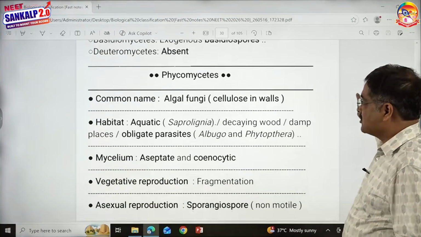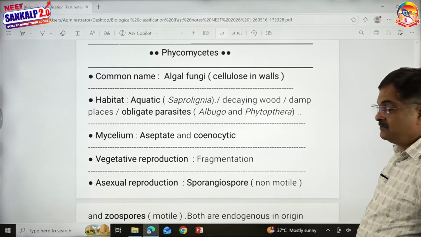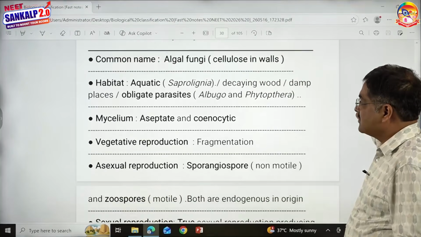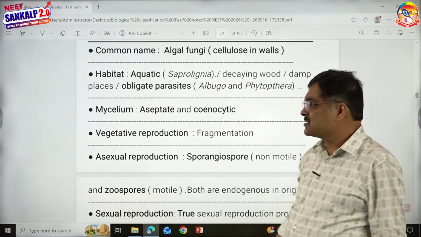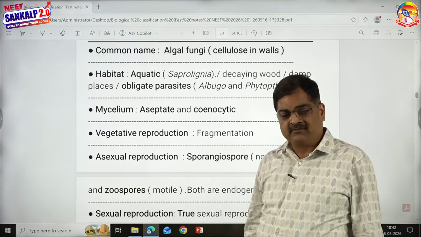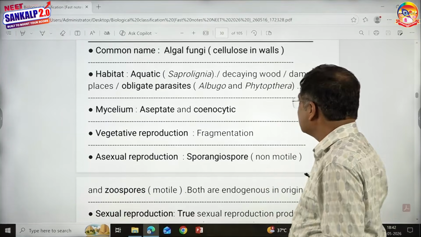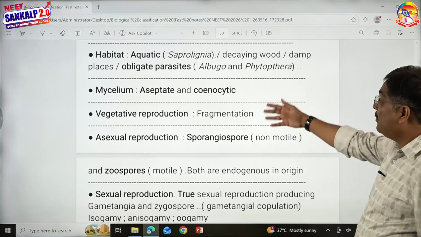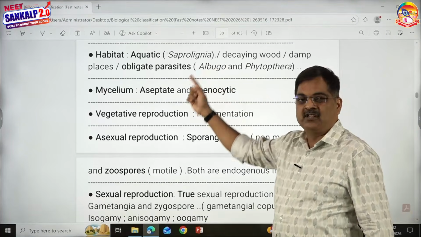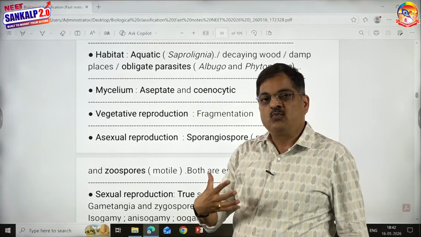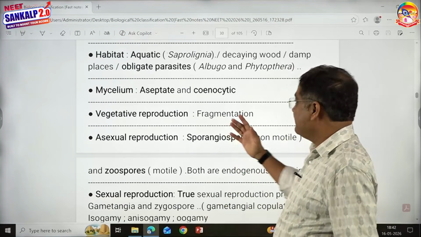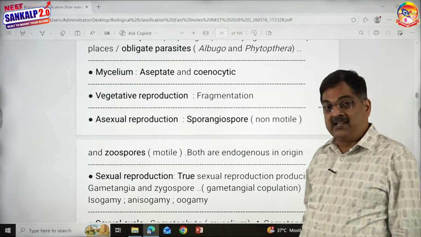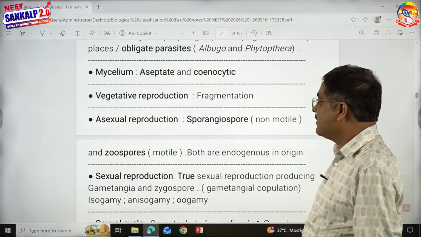Coming to Phycomycetes, common name algal fungi. Along with chitin, they also contain cellulose. Habitat: there may be some members like Saprolegnia, which are aquatic. There are some aquatic members also in this. They may grow on decaying wood, damp places, and they may be obligate parasites. This is very important, Albugo. Albugo causes white rust in crucifers. That's a very important point to remember. Mycelium may be aseptate and coenocytic. Very important point to remember.